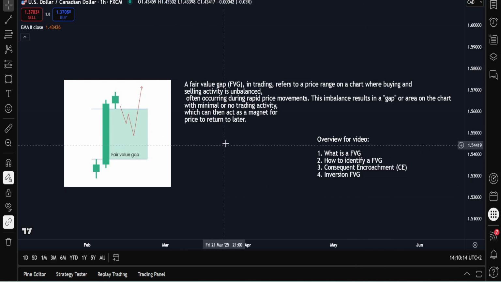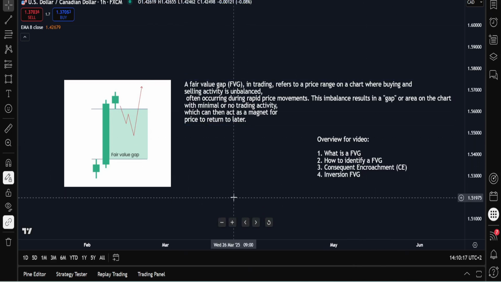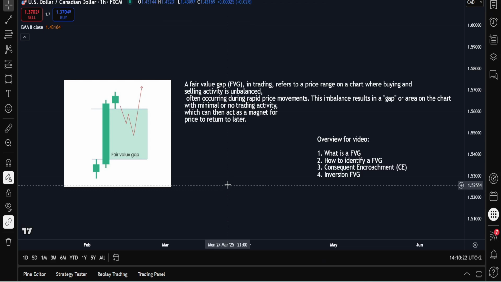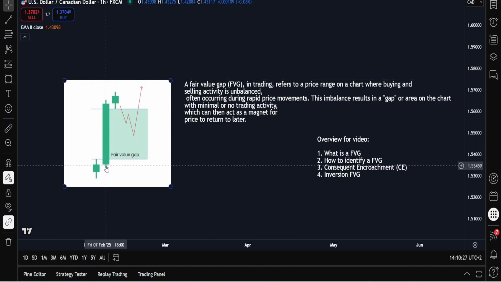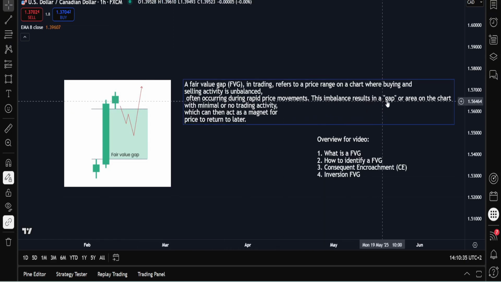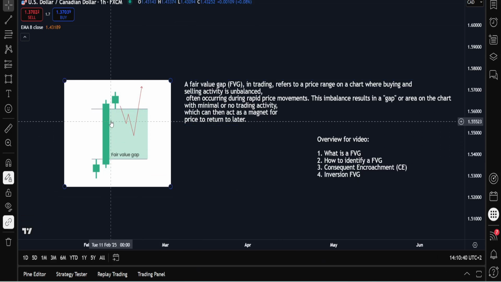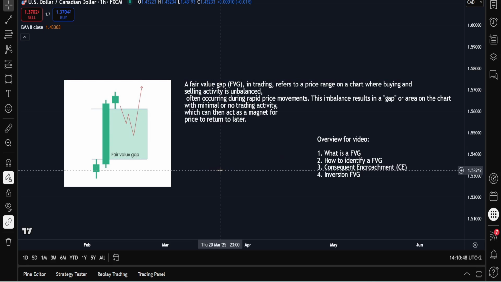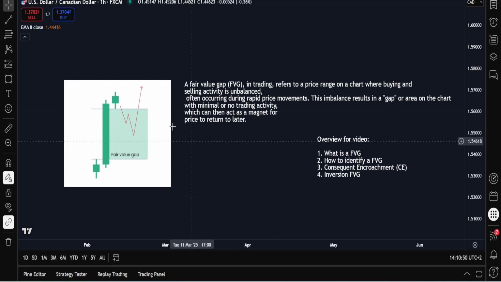As we can see, a fair value gap in trading refers to a price range on a chart where buying and selling activity is unbalanced, often occurring during a rapid price movement. As you can see in the illustration here, we're at a rapid price movement, right? This imbalance results in a gap or area on the charts with minimal or no trading activity. As you can see here, this is the gap where we had minimal to no trading activity, right? Which can then act as a magnet for price to return to later, as we can see.